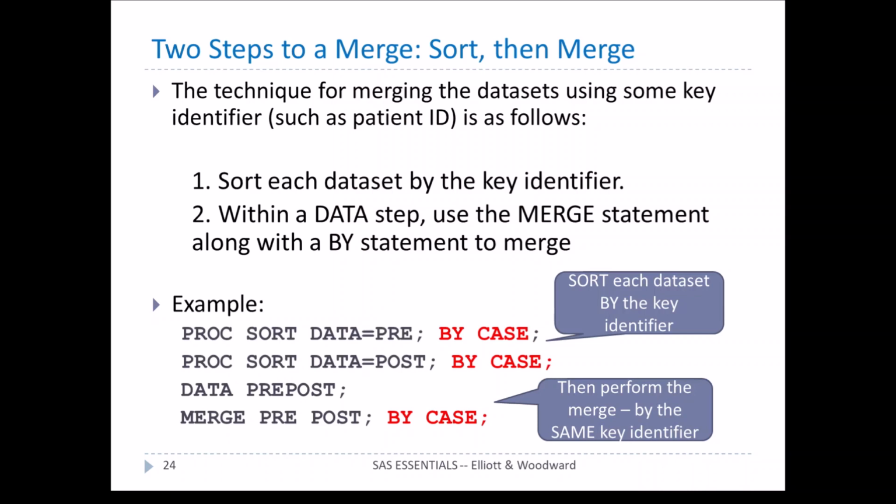So here's an example. First we have two data sets, one called pre and one called post. Maybe this is data we saw for patients who came into a clinic for a pre-check and then a post-check. So we have these two data sets, and we want to merge them together. But in both data sets we have something called case, their case number. So we have by case in both instances. And then we have data pre-post, where we're merging pre and post by case.